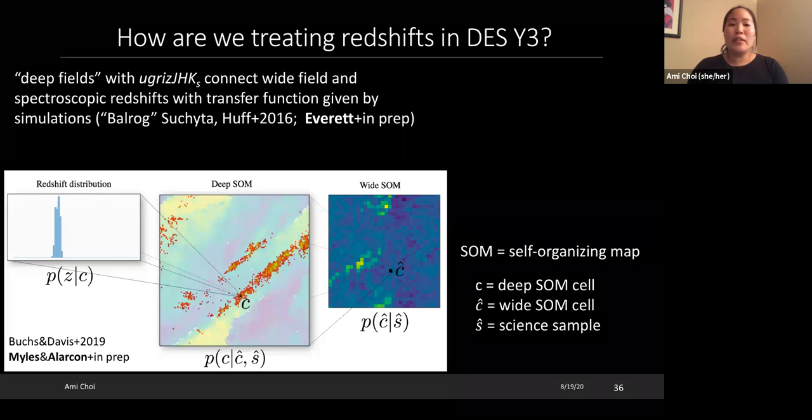And as an intermediate step, we also have a transfer function that links us to an SOM, which is constructed on the deep fields data. And these deep fields have many more filters than what we have in the wide field. So we have 8 bands, ugriz, JHK, and we build a transfer function taking us from the wide to the deep to the redshifts based on a software called Balrog. And this is basically a simulation where you can inject galaxies from the deep field and see what the selection properties are when you detect them in the wide field.